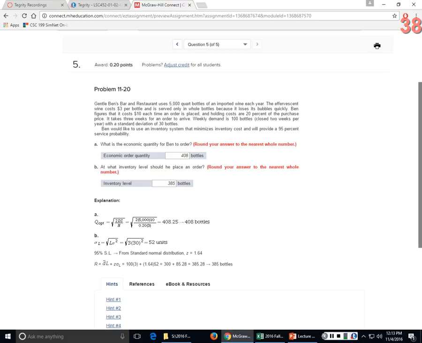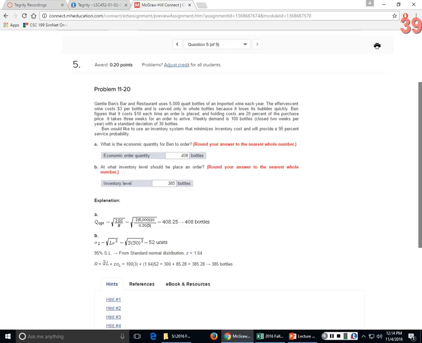Let's just go through this. I know Caitlin, you're probably already there, but let's go ahead. Again, you have these listed variables that we use. Gentle Ben's Bar and Restaurant uses 5,000 quart bottles of an imported wine each year. What does that represent? That represents the annual demand. We've got 5,000 bottles of wine. The effervescent wine costs $3 per bottle. Aaron, what does that represent?